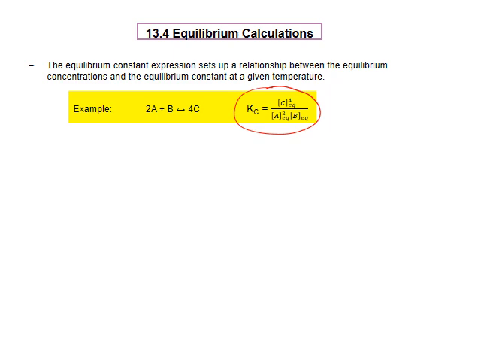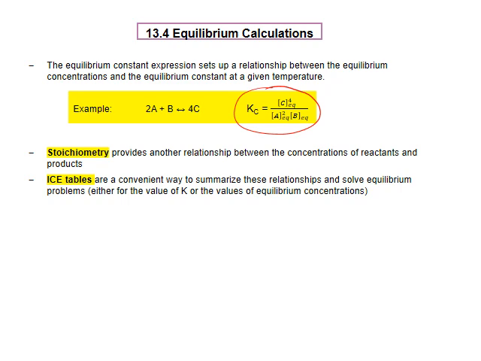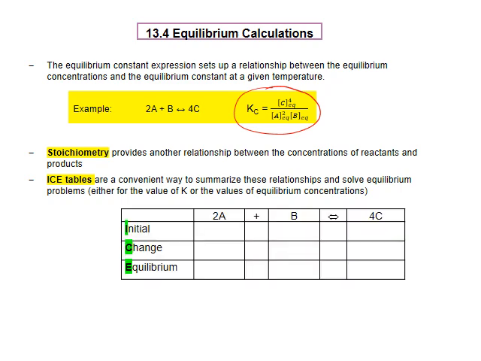Where do we find additional relationships or information? Stoichiometry provides another relationship between the concentrations of reactants and products. And in a similar way, like we use stoichiometry tables during our review sessions, ICE tables are a convenient way to summarize these relationships and solve equilibrium problems, either for the value of K or the value of the equilibrium concentrations.